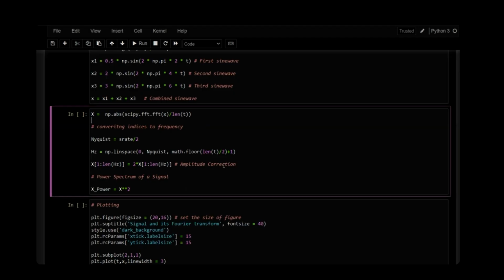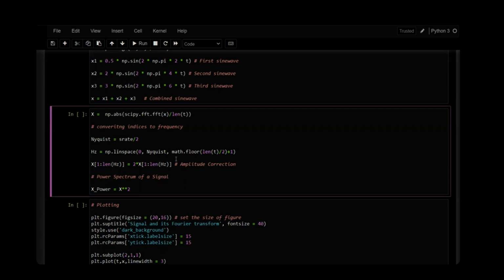Now, we know that every time we calculate the amplitudes or the coefficients of the Fourier transform, we have to perform 2 corrections. That is, we have to convert indices into frequencies, and we also have to perform the amplitude correction.